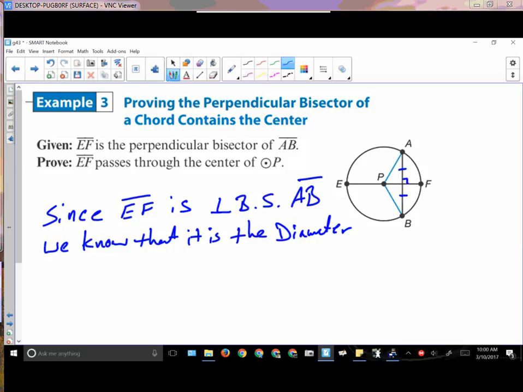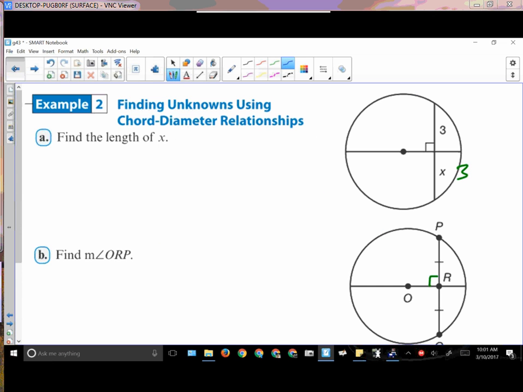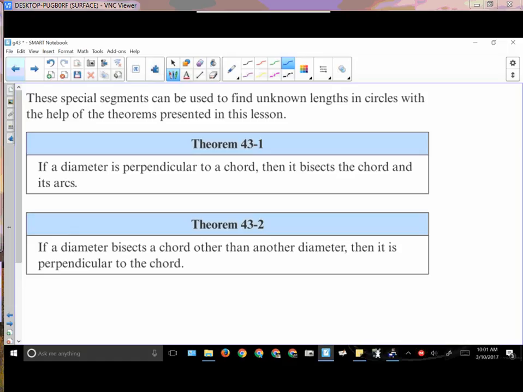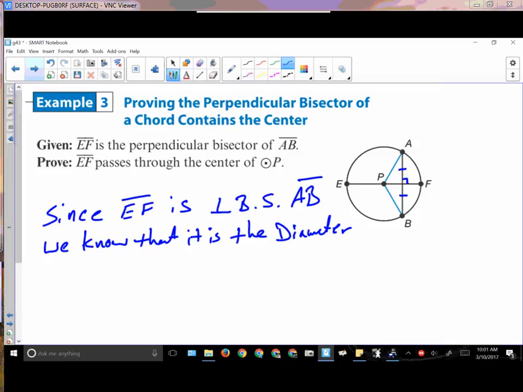So which one of these rules tells us that it's the diameter? So that's why you have these in your little book. Which one? Well, isn't that 43.2, if a diameter, oops, that is the other way around. If a diameter is perpendicular to a chord, then it bisects the chord. And if it's a bisector, then it has to be a diameter, right? Isn't that what that says? So, by, there we go, theorem 43.1.